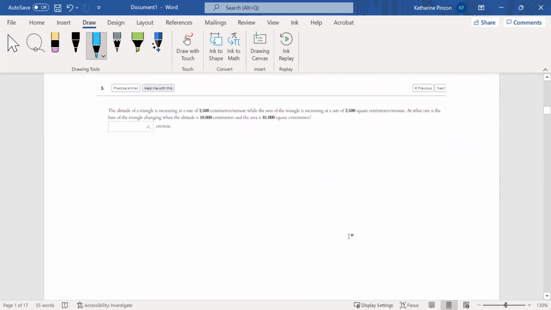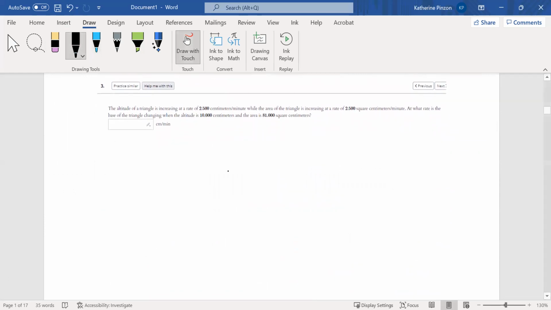Okay, 3. The altitude of a triangle is increasing at a rate of 2.5 centimeters per minute, while the area of the triangle is increasing at a rate of 2.5 square centimeters per minute. At what rate is the base of the triangle changing when the altitude is 10 and the area is 81? Is this a related rates or an optimization question? Related rates. This is related rates because it says at what rate is it changing.